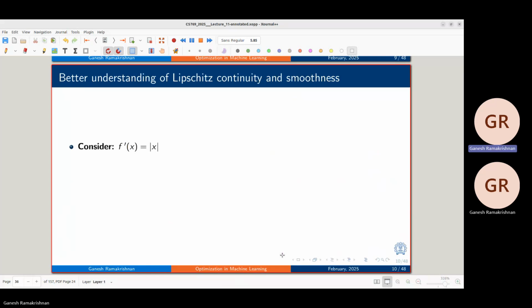I brought up absolute value because a lot of the characterization we have seen on the slides today is all about absolute values, right? Continuity, smoothness, etc. Anyone?